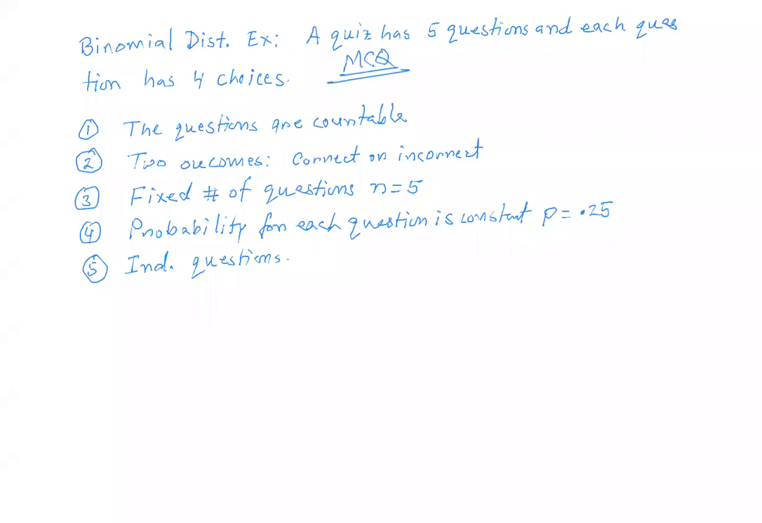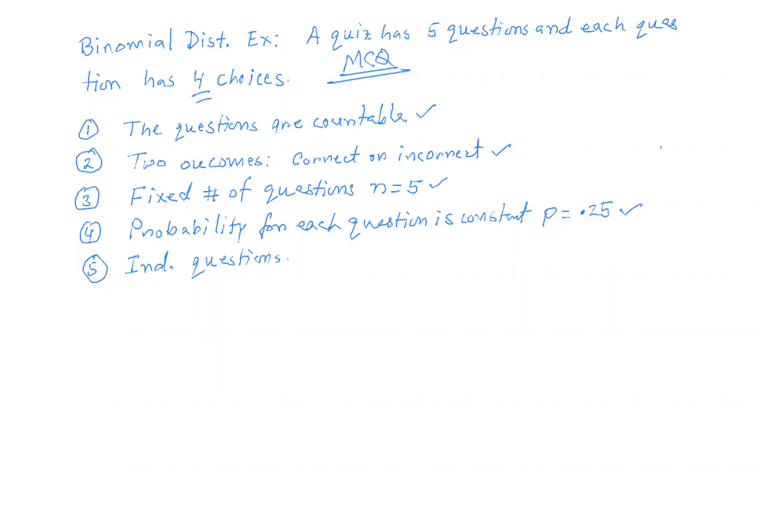Consider this multiple choice quiz with 5 questions, very simple, and each question has 4 choices. This MCQ example would help you walk through all the 4 features of binomial distribution. One is countable, another is 2 outcomes. Each question you either get it right or wrong, correct or incorrect. And there are a fixed number of questions in a quiz, which is 5. And the probability for each question is 25% because each question has 4 choices.